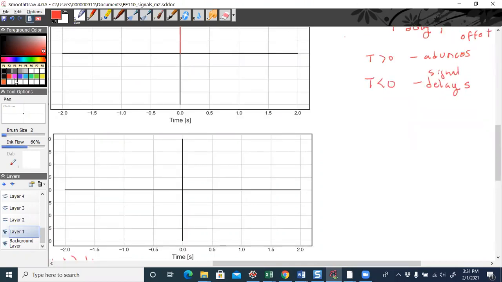So I'm just going to draw, trying to draw some delta functions.